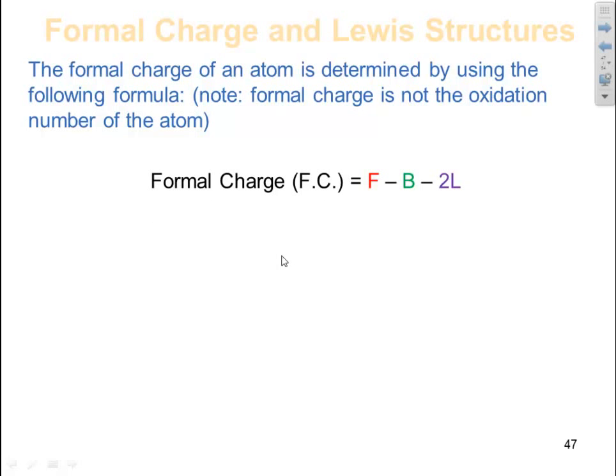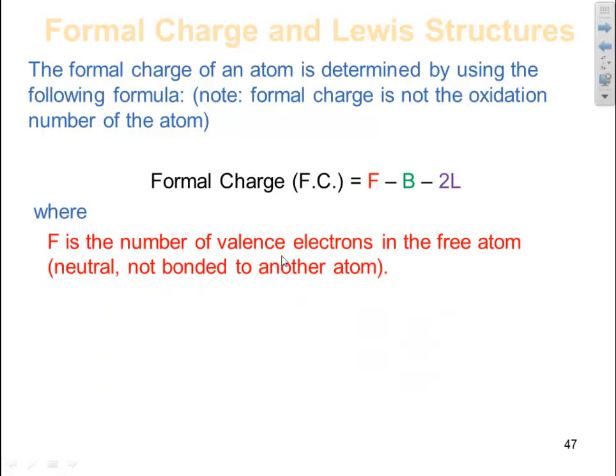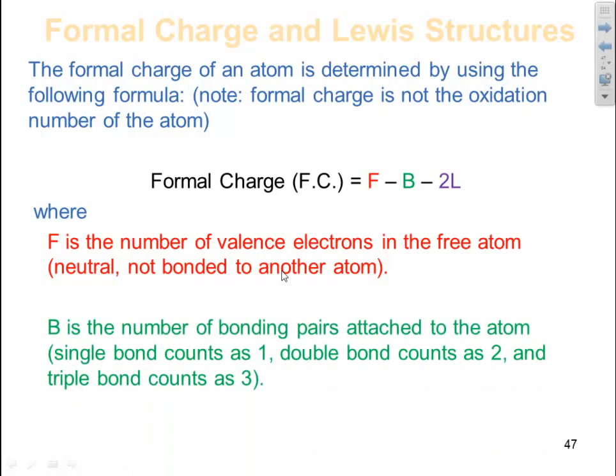Formal charge is equal to F minus B minus 2 times L, where F is the number of valence electrons in the free atom, the neutral, not bonded to another atom. So basically, how many valence electrons does that element have? B is the number of bonded pairs attached to the atom. A single bond counts as 1, a double bond is 2, and a triple bond is 3. And L is the number of lone pairs around the atom. As a pair, how many lone pairs do you have around the atom?